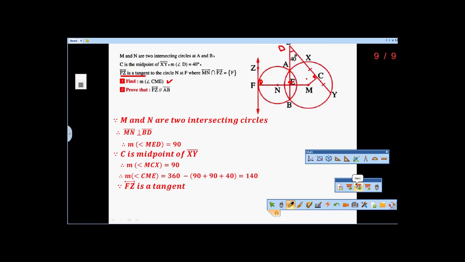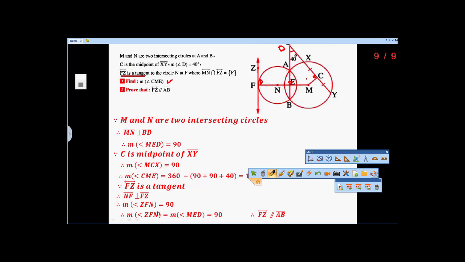So I have here FZ is a tangent and NF is perpendicular to FZ. It means the measure of this angle equals 90. So FZ is parallel to AB because the measure of angle ZFN is equal to the measure of angle MED, or MEA, corresponding angles.